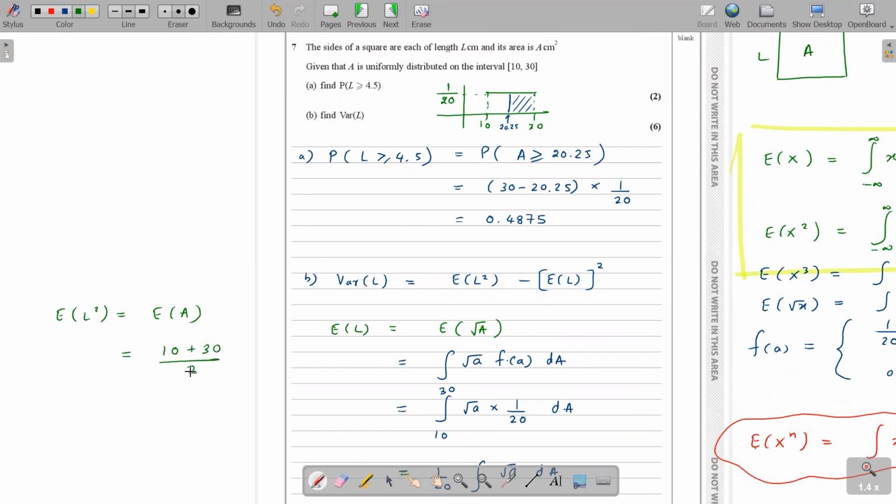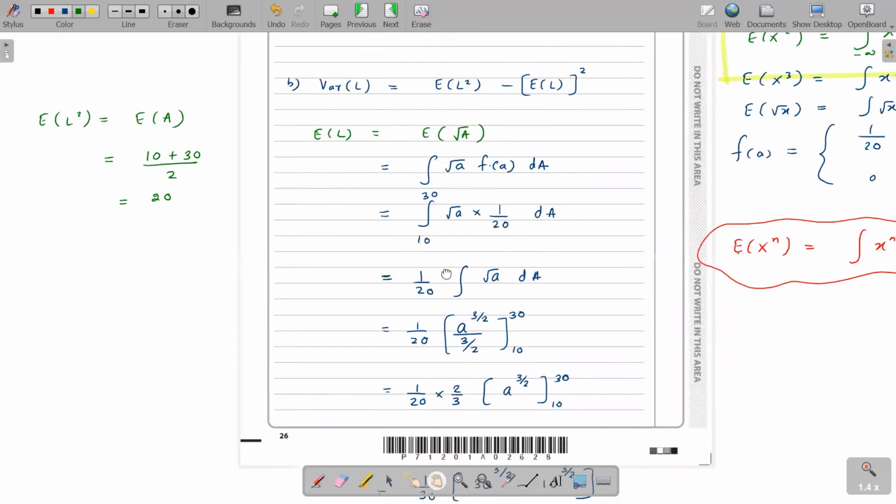Do we need to go with integration? If you want, you can go with integration. Basically, E(A) would give you integration of A times f(A) with respect to A. You can go with this. But since it follows the uniform distribution properly, we don't need to go with that. So you can use that integration if you want, or basically use 10 plus 30 divided by 2. How much is it? 20. And you can get E(L square) quite easily.